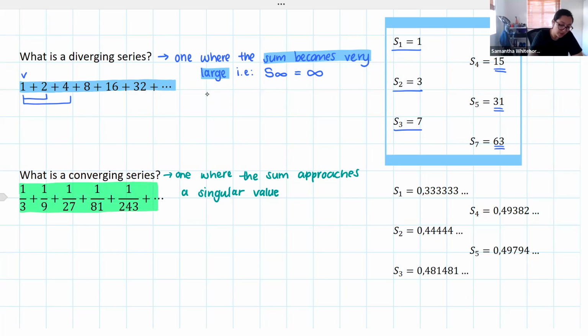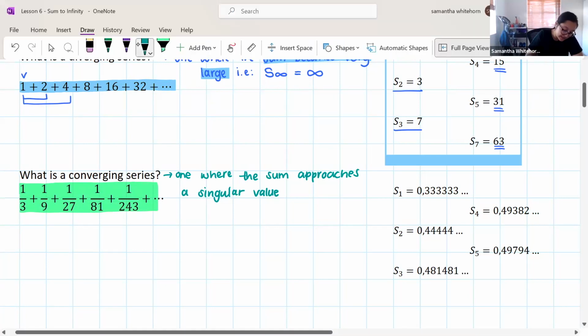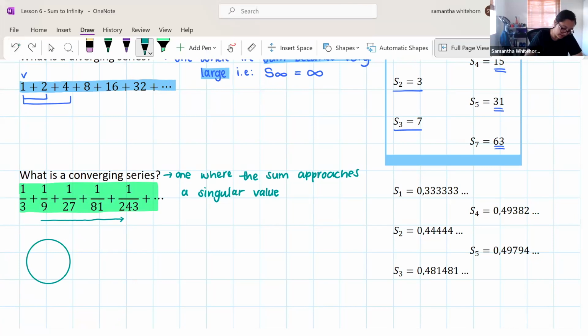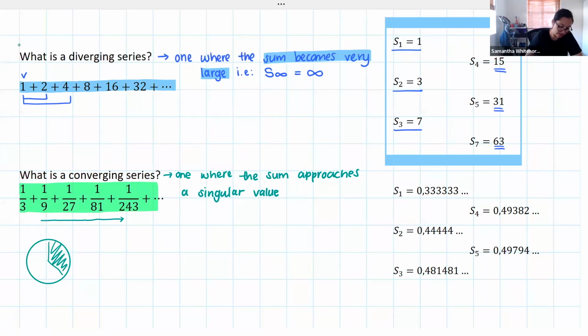Back to Kanisili's point, what we can see is that these terms are getting smaller and smaller and smaller. We start off with a third. That's a decent chunk. Then we go down to a ninth, which will be much smaller. Then we go down to a 27th, which will be even smaller. And so we keep going, getting smaller and smaller and smaller. And that is characteristic of a converging series.